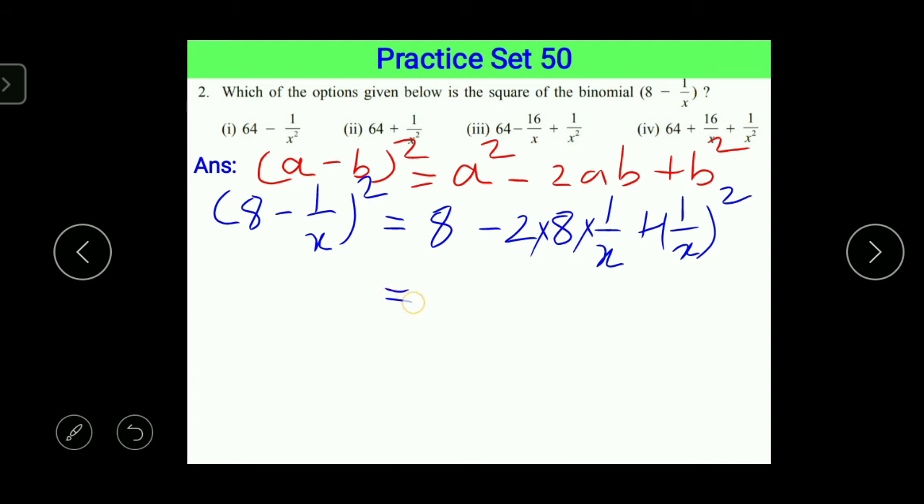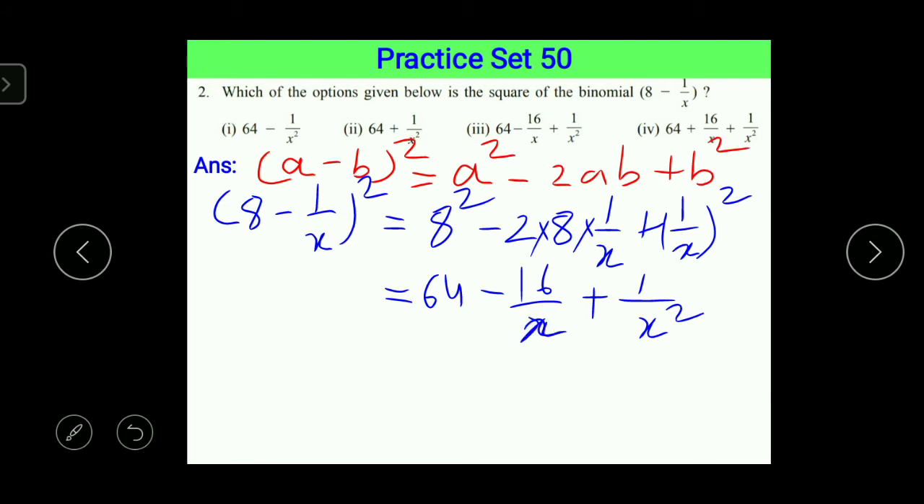Students, now when we solve, a square is there, so 8 square should be there. Now tell me, 8 square, 8 into 8, how much? 8 into 8 is 64. So I'll write 8 square is equal to 64 minus, here 2 8s are 16, 16 ones are 16. So in the numerator we'll get 16 upon x, plus 1 upon x square, that means 1 square and x square. 1 square is 1 only, and x square will become x square.